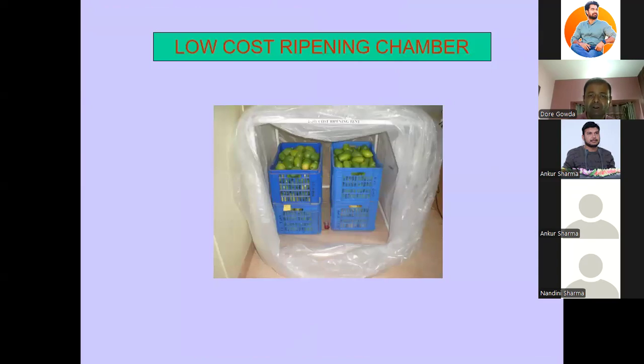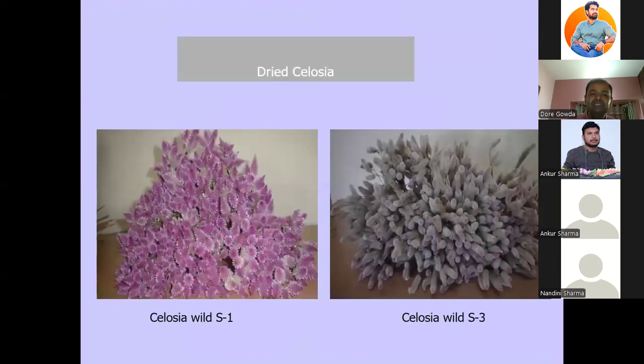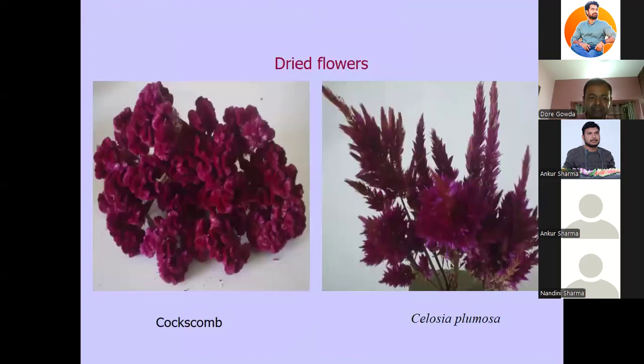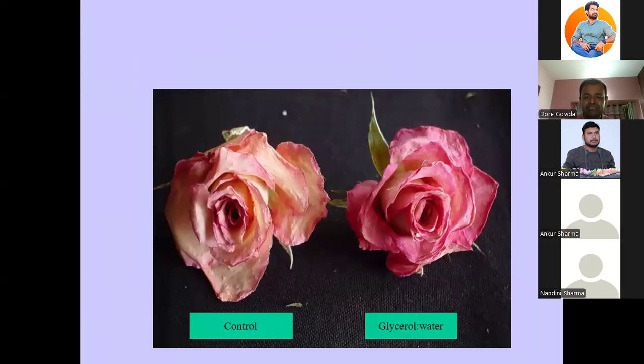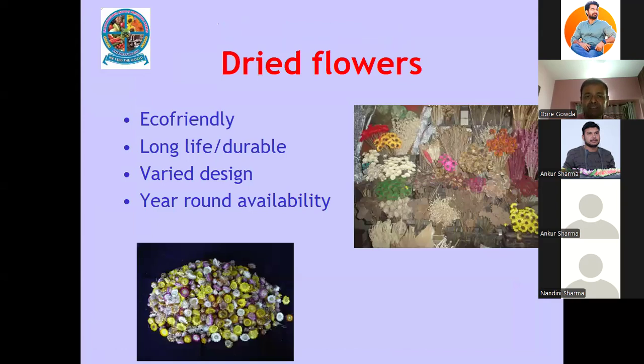So this is a low cost ripening chamber. These are some of the dried flower samples, celosia, wild celosia. Then dried flowers, coxcomb, celosia. All these technologies are available with IHR. Whoever is interested in commercial production can approach IHR. We have a technology transfer unit there, so they will give training and also a technology transfer certificate for commercial production. These are various types of dried fruit and flowers.